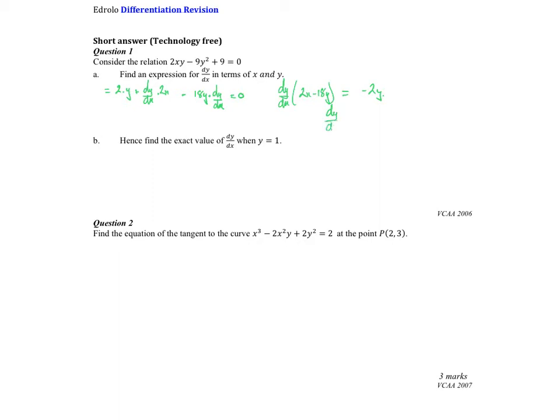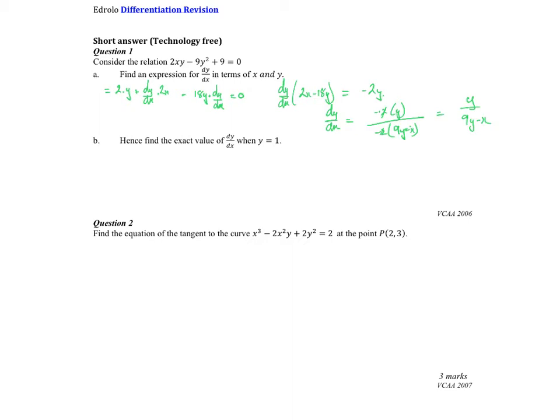So then dy/dx is equal to, let's take that negative 2 out the front, if you like. Take a negative 2 out the front there and we'll go 9y minus x. Cross all of them out. So y over 9y minus x.